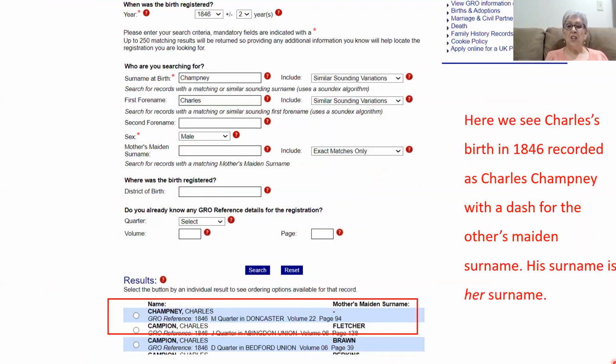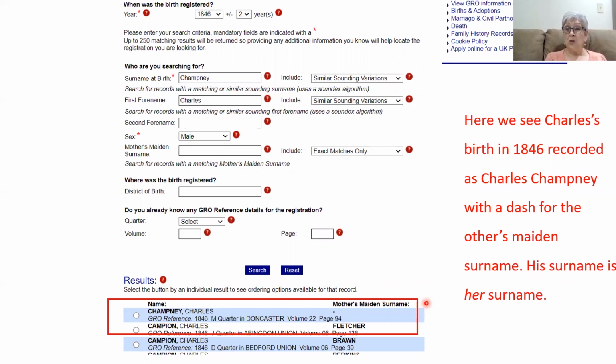So I went to the GRO and I looked under Charles Champney, and you'll notice there's Charles Champney, and he's in the Doncaster area in the registration district, and he's born in 1846, and there's a dash for his mother's name. And if you see that dash, it usually means the child had the mother's name, and they just put a dash for the mother's name because the child was illegitimate. So the Champney was used as his middle name.